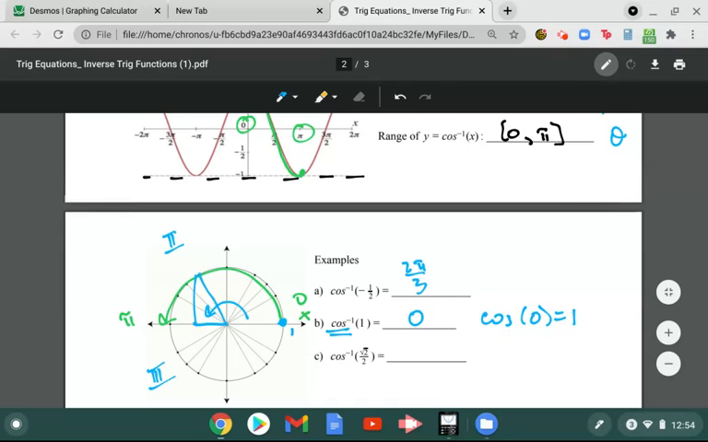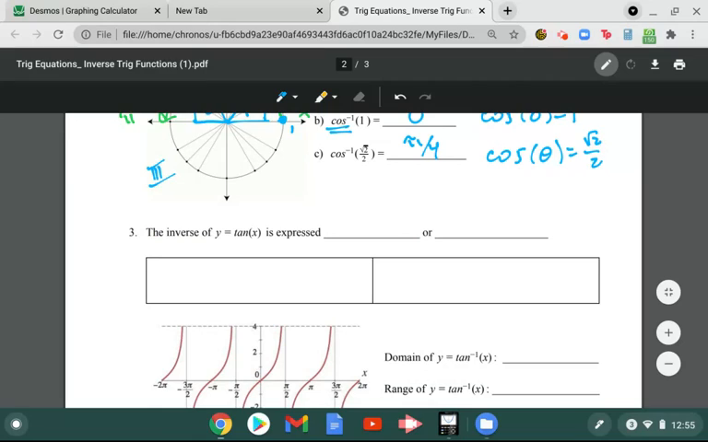Finally, radical 2 over 2. So the cosine of what angle is equal to radical 2 over 2? All of these outputs are angles. Well, that's got to be pi fourths, and that does live within my range, so I know to go ahead and stick with pi fourths. It's going to be this guy right here, pi fourths.